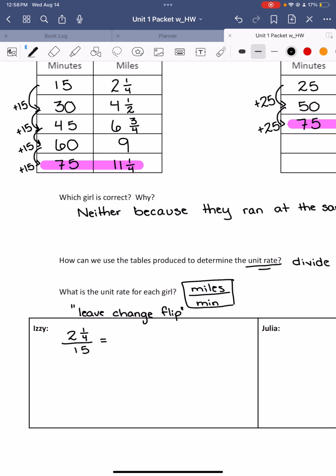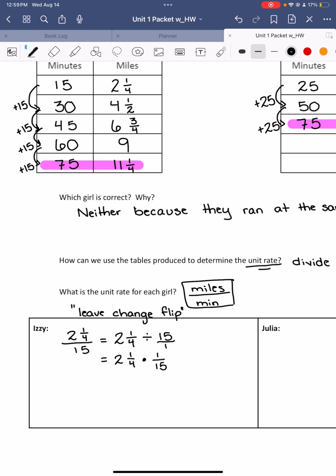So before I do that, I'm going to rewrite this. 2 1/4 divided by 15. So I'm going to leave my first number alone, so 2 1/4. I'm going to change division to multiplication, and I'm going to flip 15 over. Remember, 15, as any whole number is technically over the number 1. So when I flip this, it becomes 1 over 15.